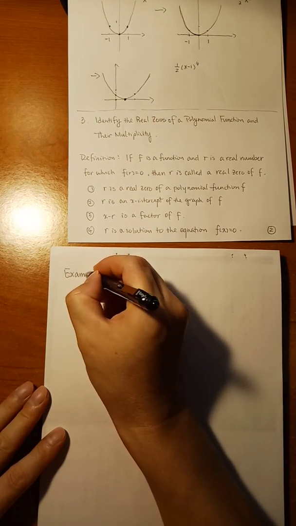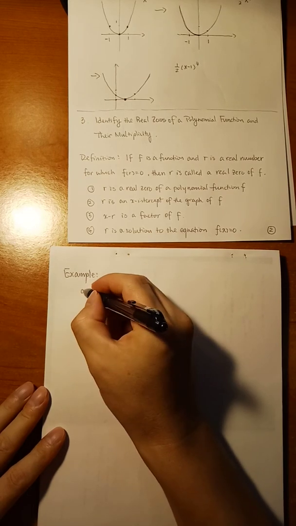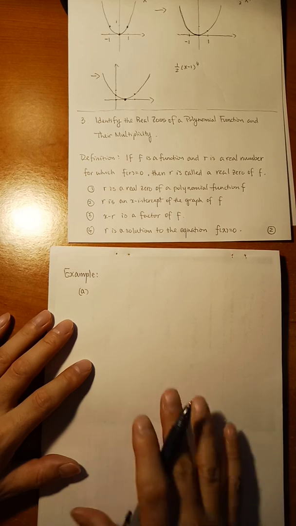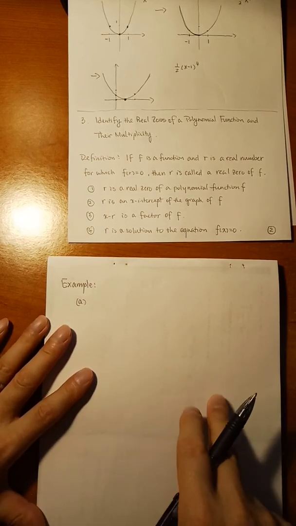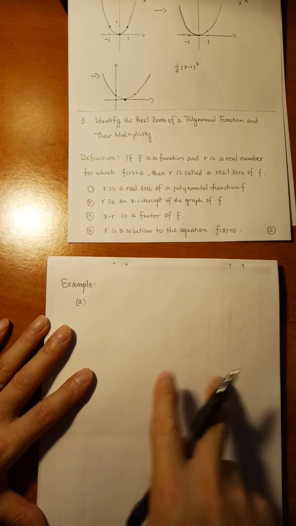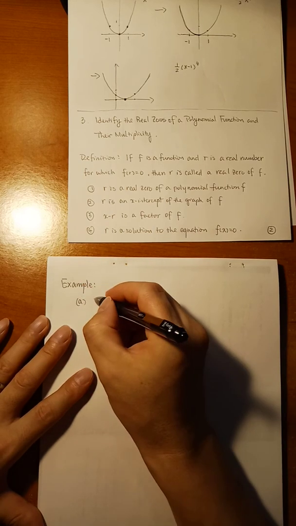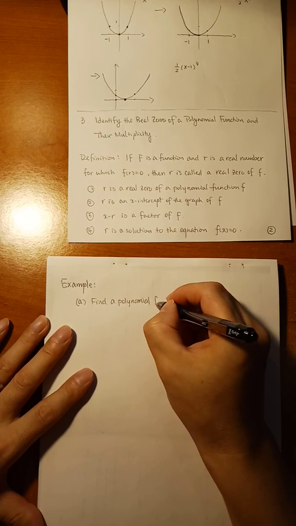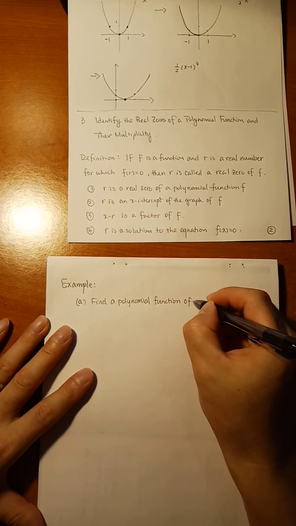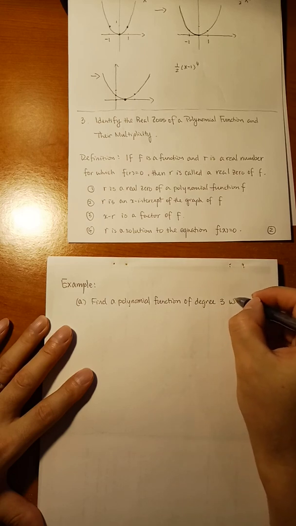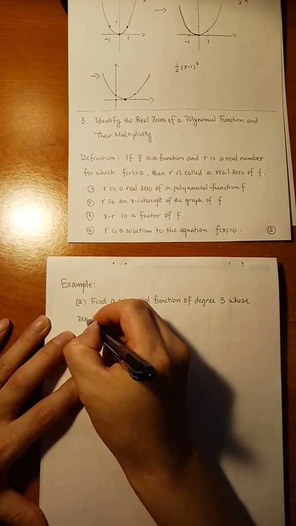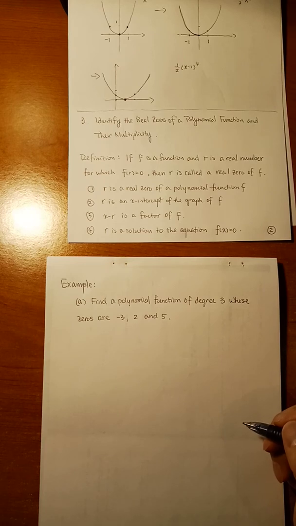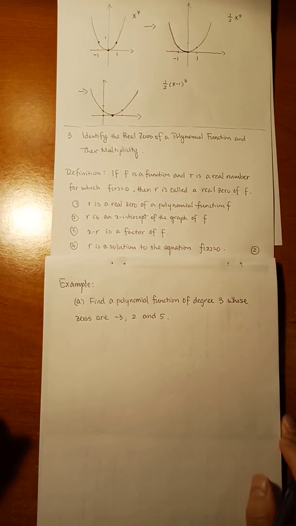Okay, let's see examples. When we have a polynomial, we try to find its solutions, or we try to find its real zeros. But sometimes we just point out several points, say, okay, we fix those points. We're going to find a polynomial function so that those points are the solutions. So find a polynomial function of degree 3 whose zeros are -3, 2, and 5. Okay. Let's check.